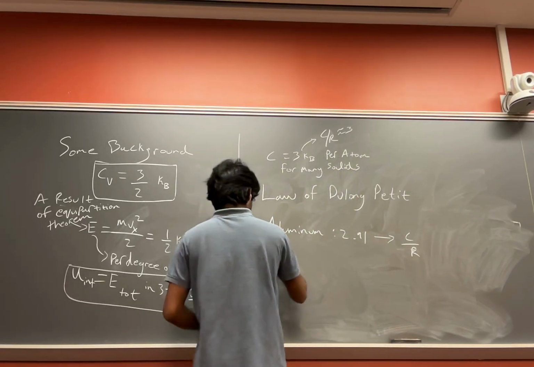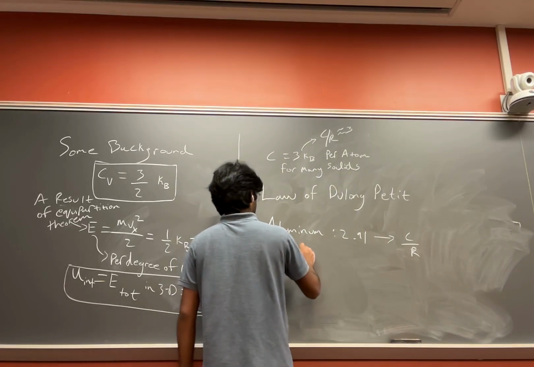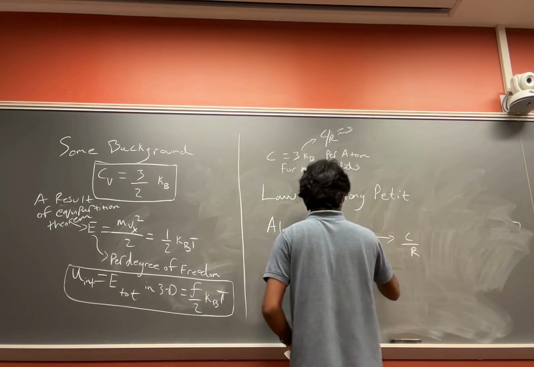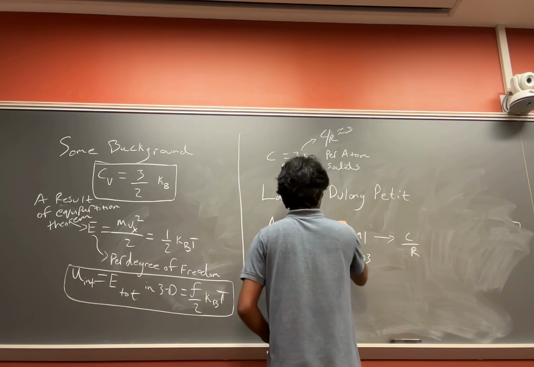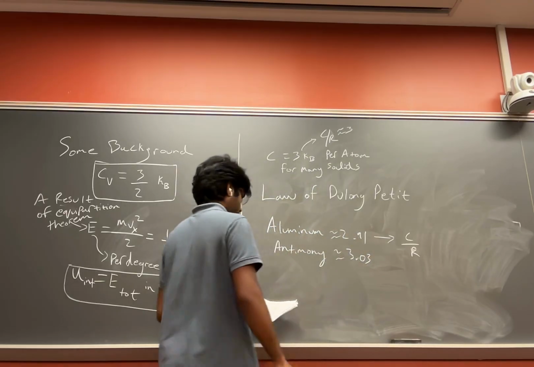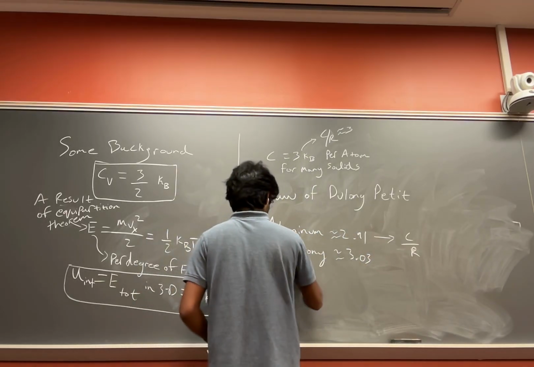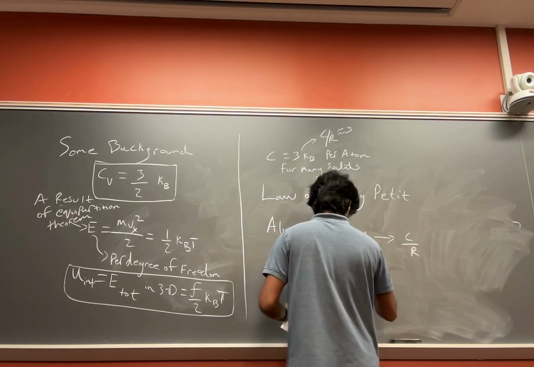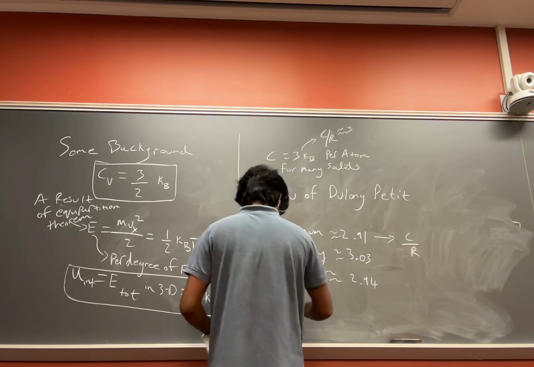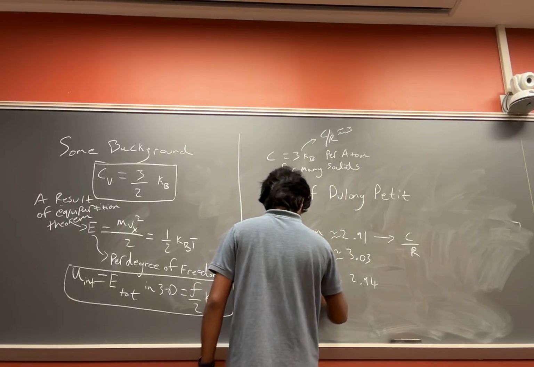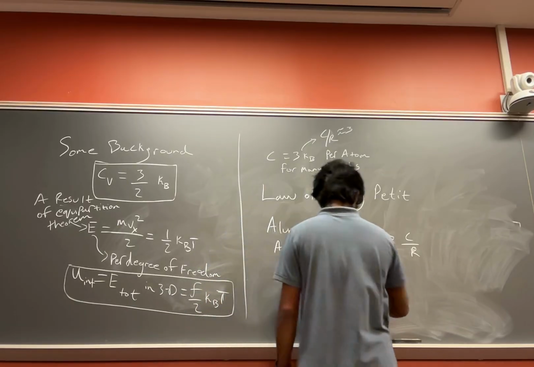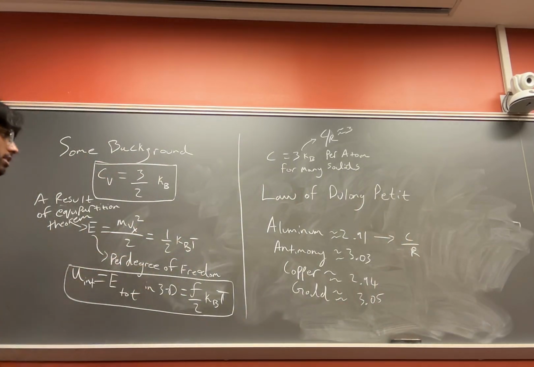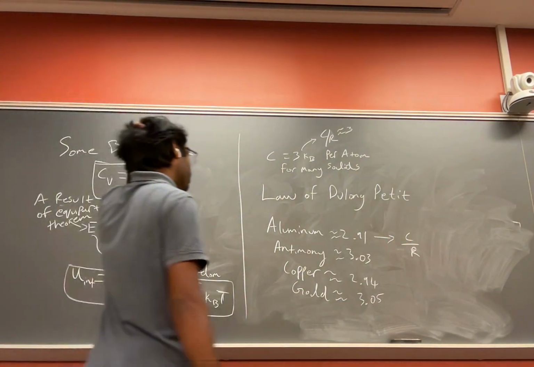So this is the C over R value for aluminum, for antimony 3.03, copper 2.94, and gold 3.05. So as you can see, it works quite well at room temperature.